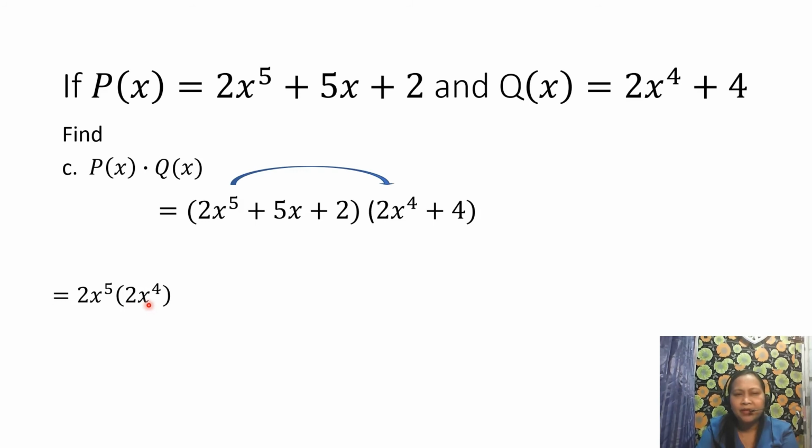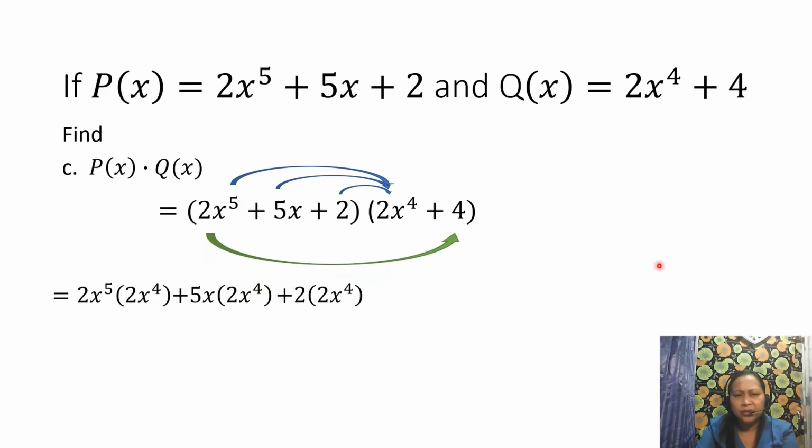the first thing you're going to do. Then, second, you multiply 5x times 2x raised to 4. Then, you multiply 2 times 2x raised to 4. So, as you can see, we distribute 2x raised to 4 to each term of the trinomial. Then, we will multiply 4 to each term of the trinomial. So, 2x raised to 5 times 4. Next, we multiply 5x times 4 and 2 times 4.